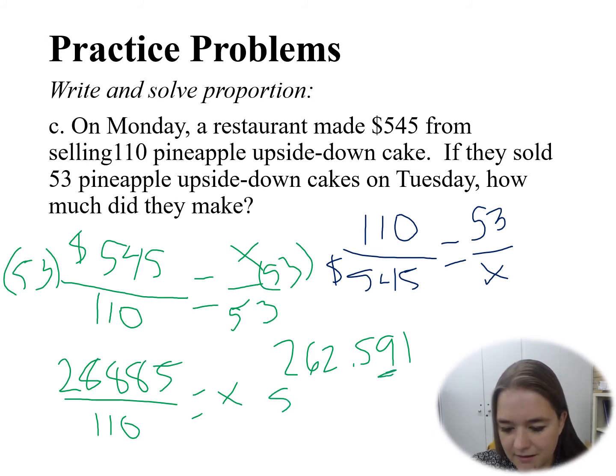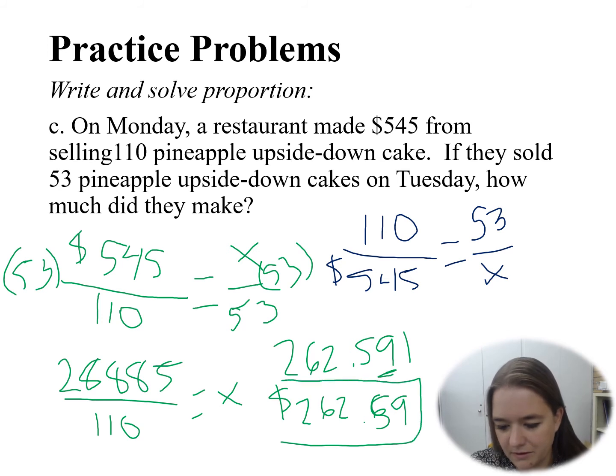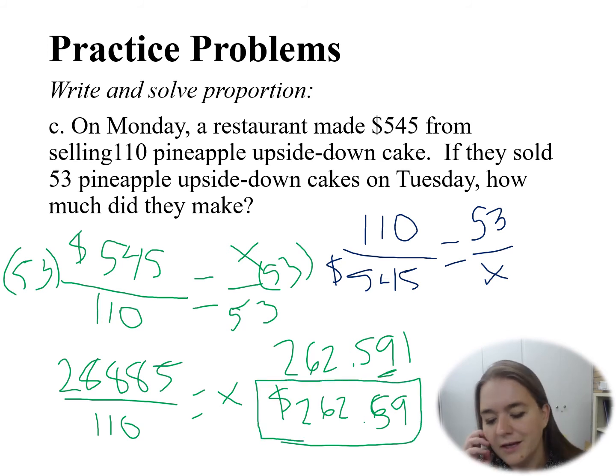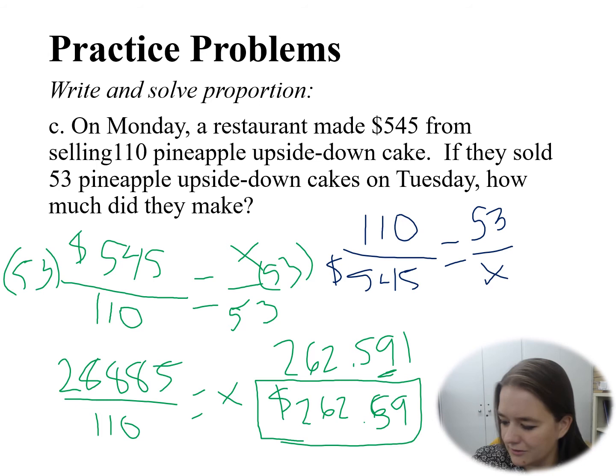So they've made $262.59 of profit. Just about $263 of profit. And that makes sense if I'm using my skills of estimation here. 53 pineapple upside down cakes is about half of 110, and 263 is about half of 545. So let's move on and we'll practice again.